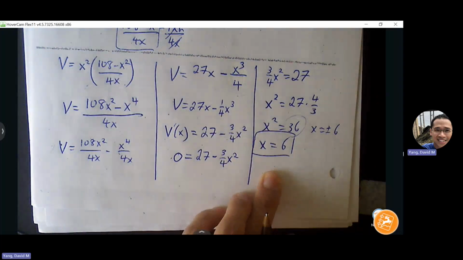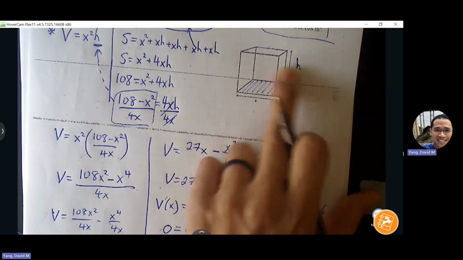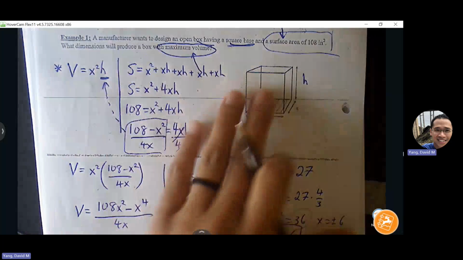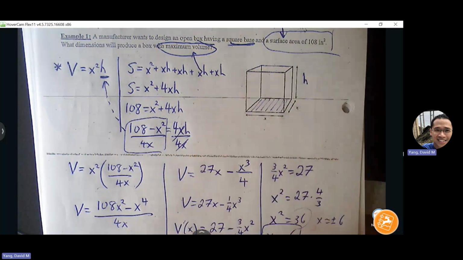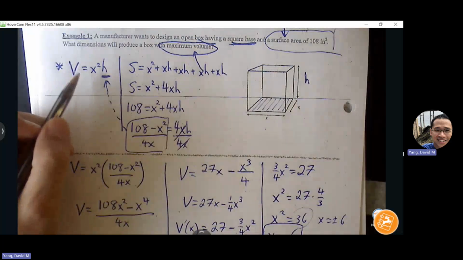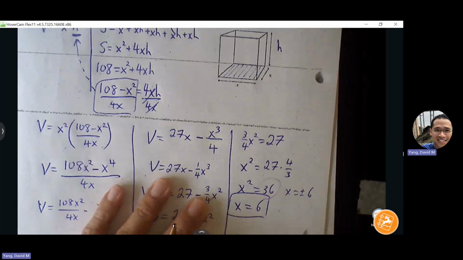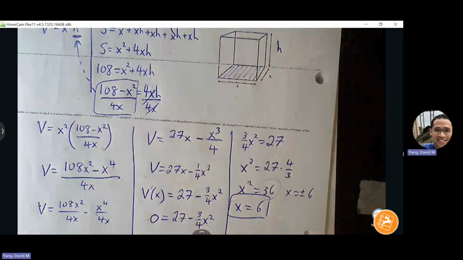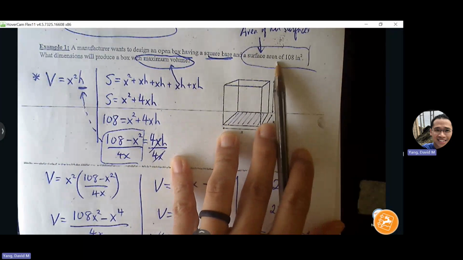So this is telling us that if the base is 6, it will fulfill the condition of it being 108 square inches, but we can still maximize the volume. But yeah, basically a square base. Anything that is closest to the square or a cube will optimize the space inside your container, given the restricted amount of material you can use.